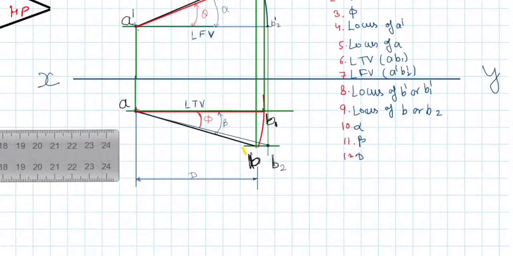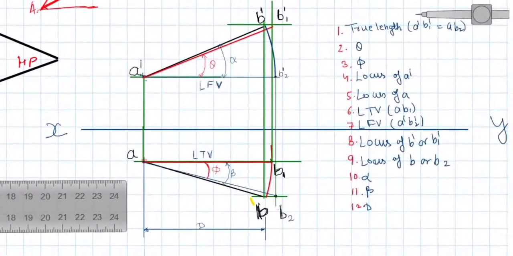I hope it is clear to all. So this diagram and these 12 points are very important in order to draw the projections of a line which is inclined to both the planes. Thank you.